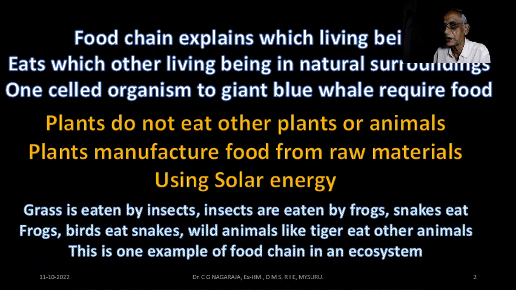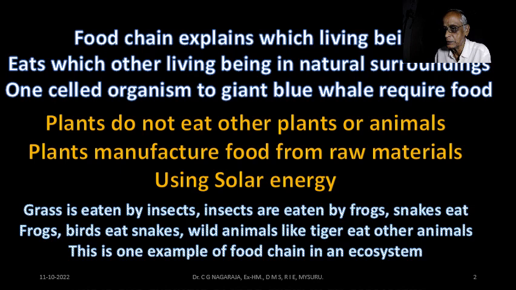Now let us try to understand the meaning of the word food chain. Very simple things are sometimes difficult to answer and difficult to explain. So if a question is asked about food chain, you can answer in a number of ways. There is no need to write the diagrams of different organisms. First, let us say what is the meaning of the word food chain in the ecosystem. Food chain explains which living being eats which other living being in order to survive or live.